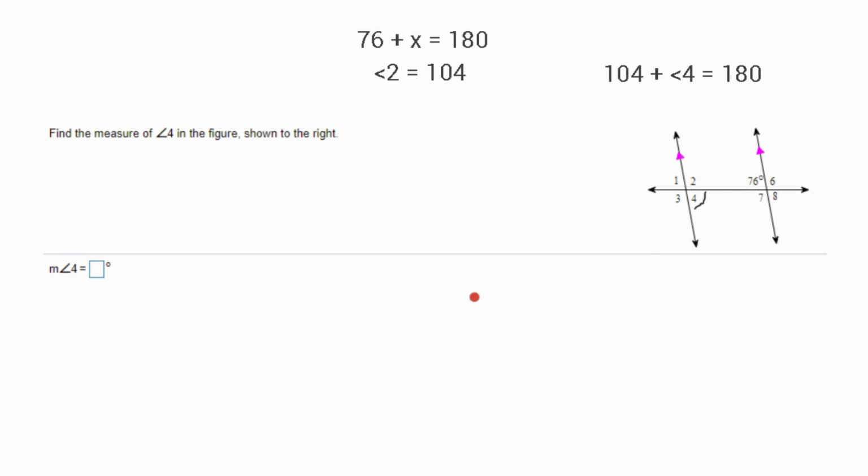So that has been angles and parallel lines cut by a transversal.